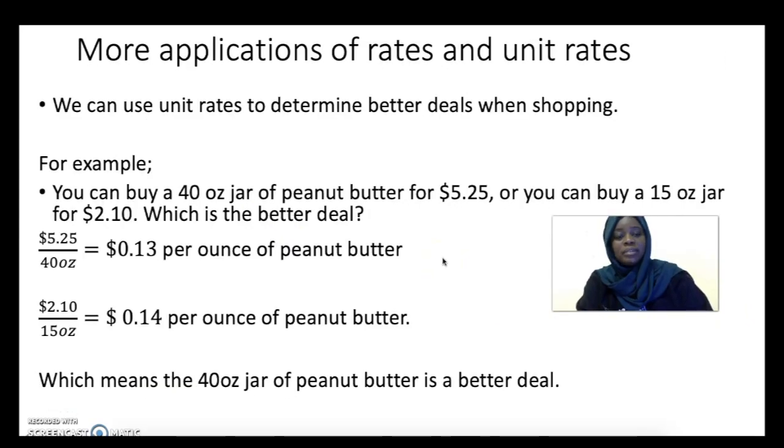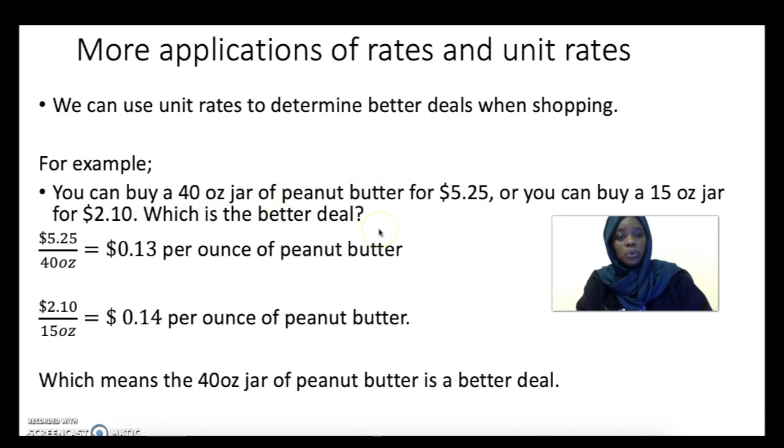Another way we can apply unit rates is to determine better deals when shopping. Now let's consider this example. You want to buy peanut butter, and there are two offers. One is a 40-ounce jar and the other is a 15-ounce jar. Two different sizes, two different quantities. Okay, the 40-ounce jar is being sold for $5.25 and the 15-ounce jar is being sold for $2.1.